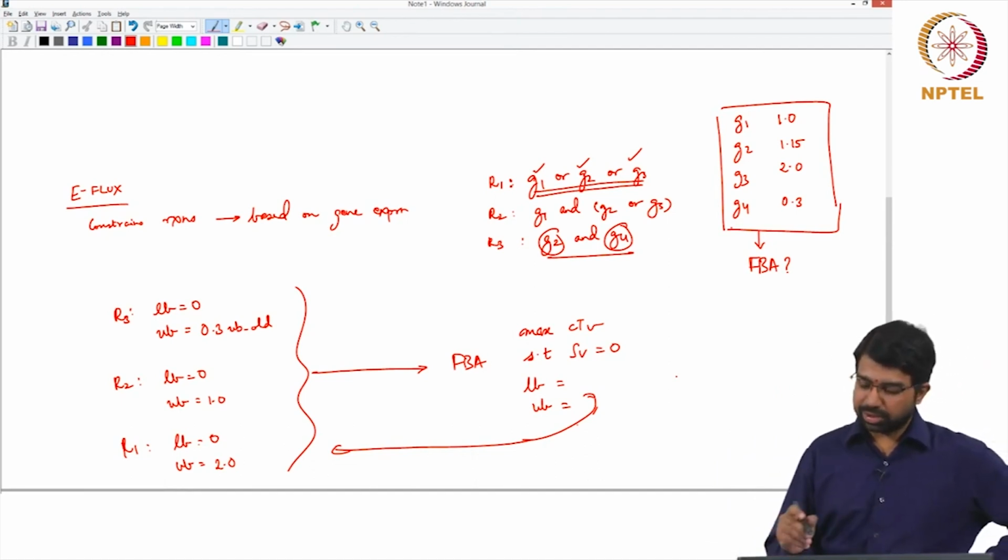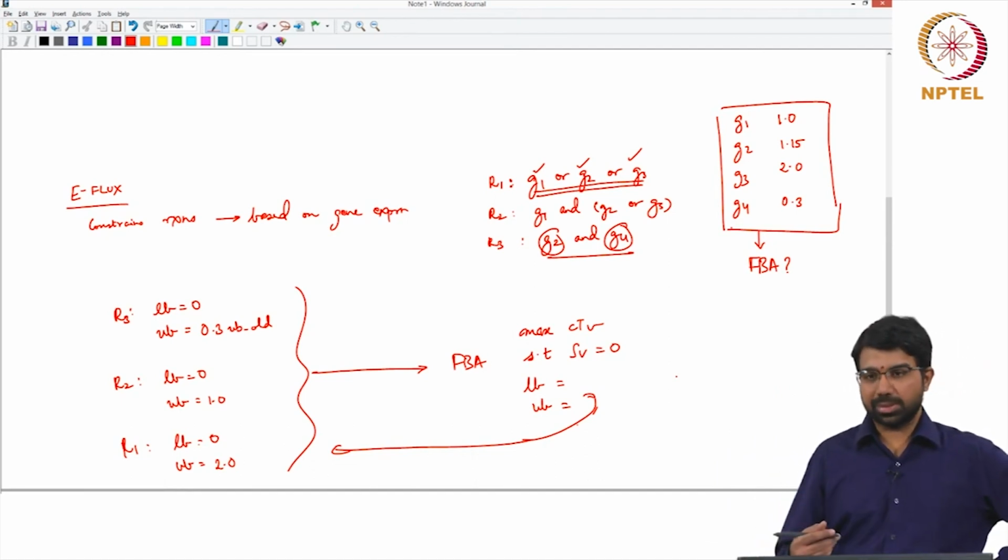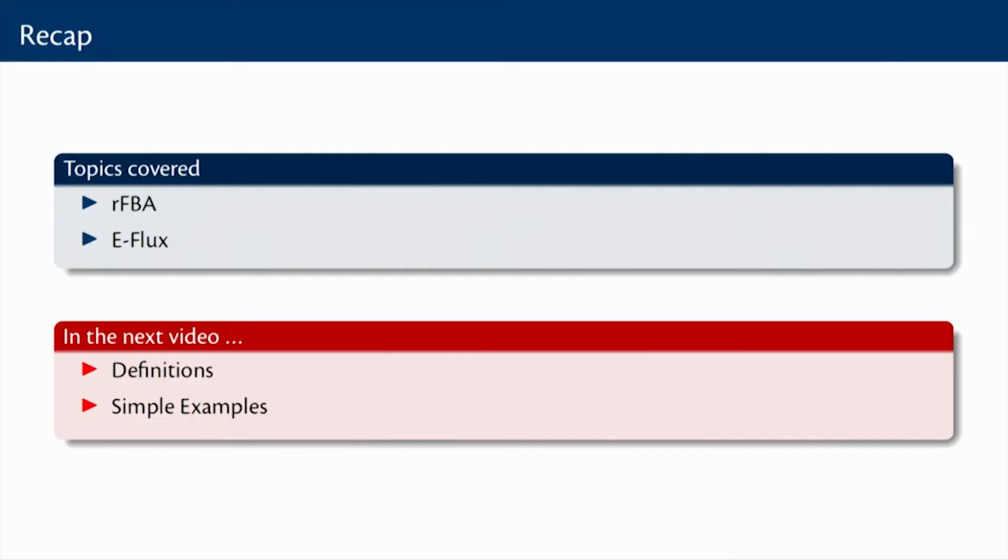There are other methods which have other ways to incorporate gene expression data into flux models, but you can imagine that the basic handle that you have to incorporate this kind of data is the lower and upper bounds for the fluxes. In today's video, we looked at two different approaches to integrate regulatory information or transcriptomic data, and potentially proteomic data, into flux balance models. We looked at RFBA or regulated FBA, and we also looked at this method called E-flux. In the next video, we will look at a very interesting concept known as elementary modes. We will start with definitions and look at some simple examples of elementary modes.